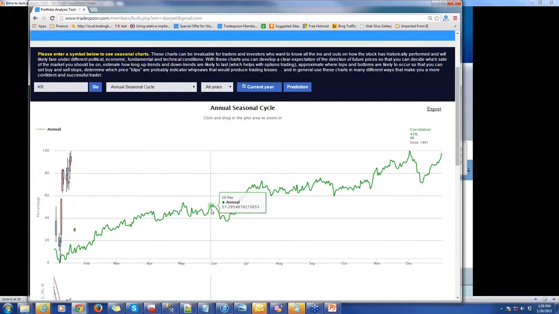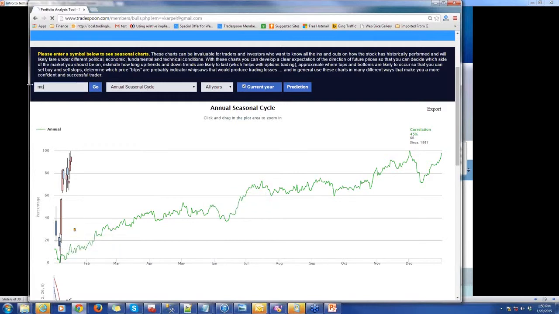The seasonality chart works like this: for every day, let's say May 28th, we look at how KR behaved on May 28th over the past 25 years, and we take an average between the low of that year and the high for that year. We do it for every year, and once we find that index, we average it out, and we can find the trend, whether the stock is going to go higher or lower.